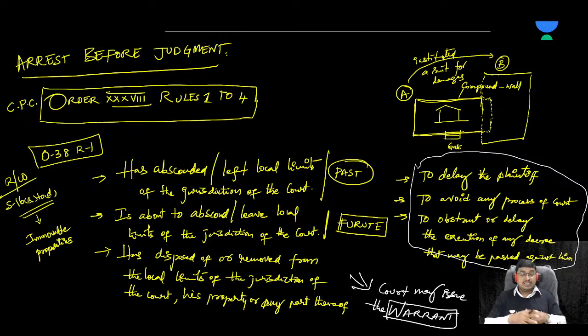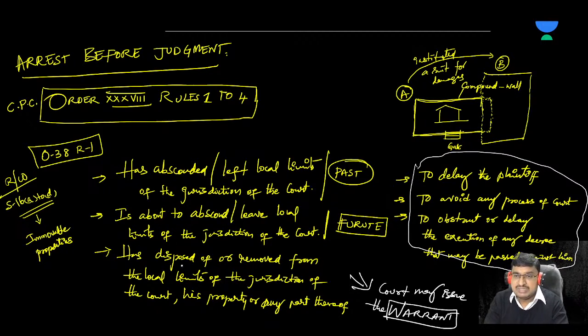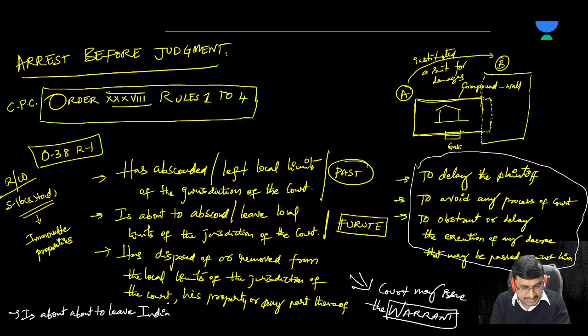Now, the second set of circumstances, friends, where the defendant is about to leave India, under the circumstances affording reasonable probability that the plaintiff will or may thereby be obstructed or delayed in the execution of the decree that may be passed against the defendant in the suit. Therefore, these are the reasons, friends.